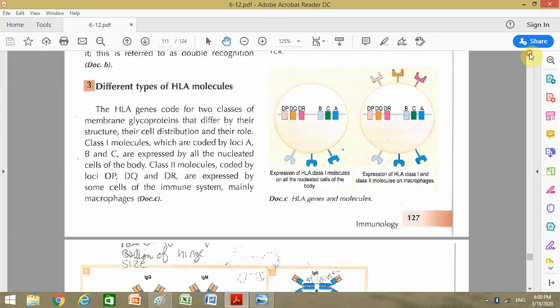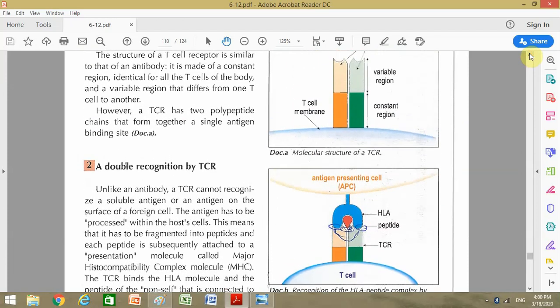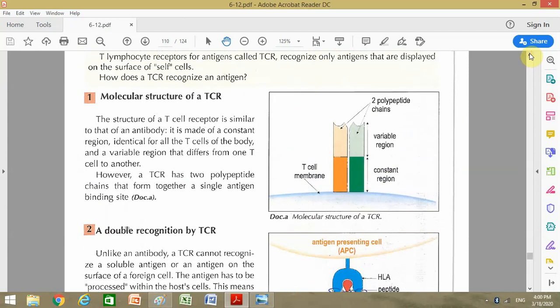So now we learned the way by which B cells recognize an antigen. What is the mode of recognition in T cells, in T lymphocytes? T cells do not have antibodies. They have another type of receptor called a T cell receptor. This is a T cell receptor. It is made up of 2 polypeptide chains only. It is fixed on the surface of the T cell membrane. It's also characterized by a constant region and a variable region.